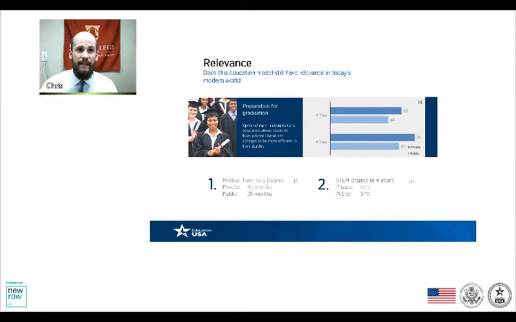Six-year graduation rate, a 13% difference of graduating within a 6-year window than at a public university. So graduating faster, guaranteeing them to be done quicker with their undergraduate degree. And on the first point there, median time to a degree.